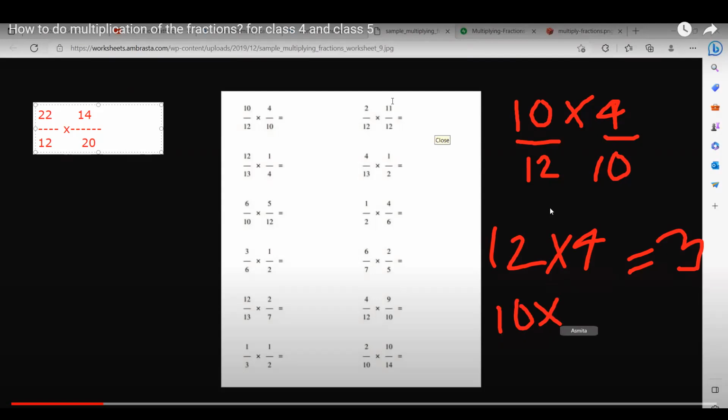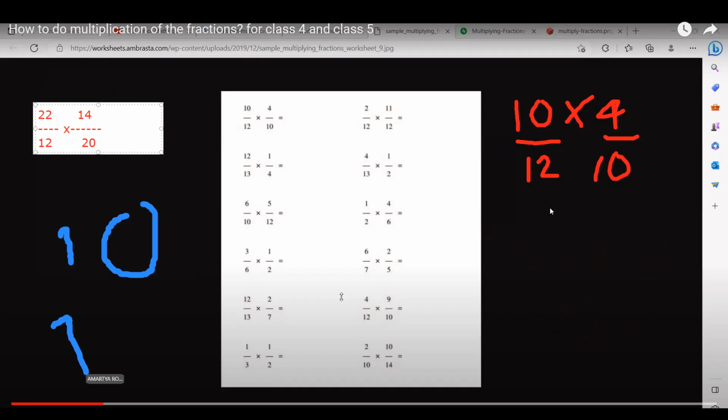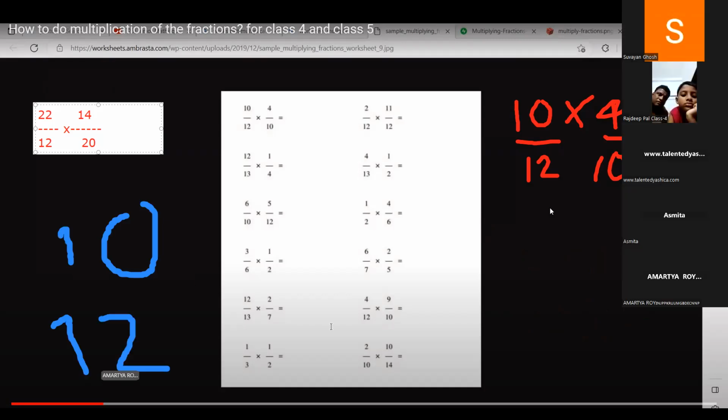Ma'am, can I multiply on the screen, on the left hand side? Here you can do it. Okay, Shatuki, ma'am, is wrong. Ma'am, is it correct? Rajdeep, Number 1, is it correct? Rajdeep, it's correct. Shatuki, it's wrong.